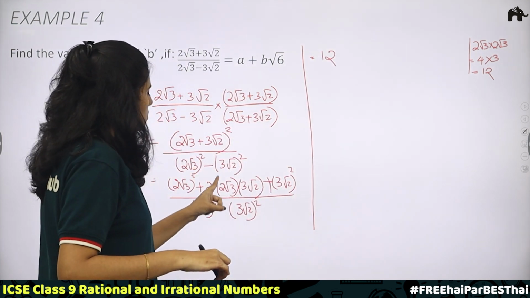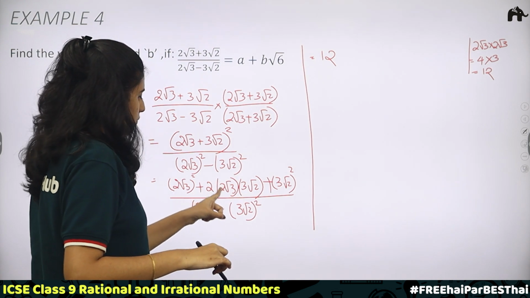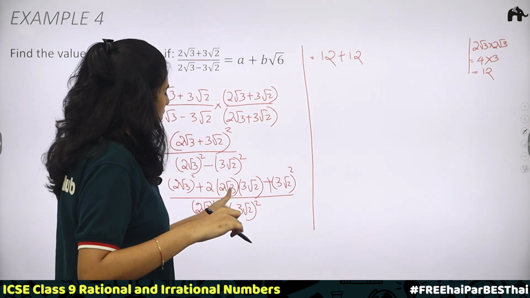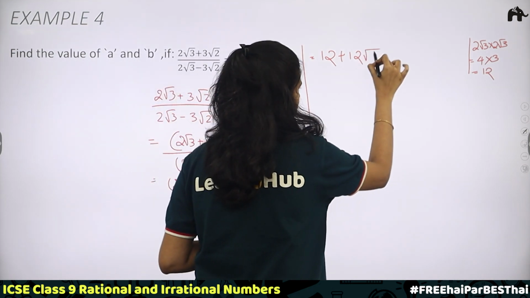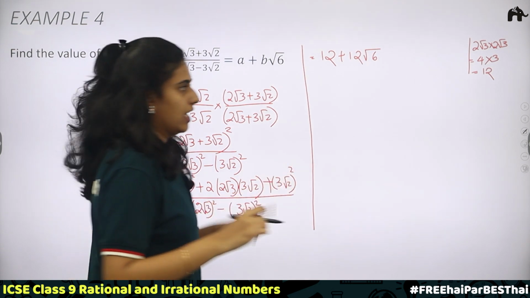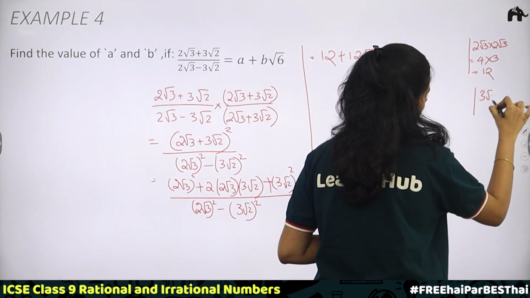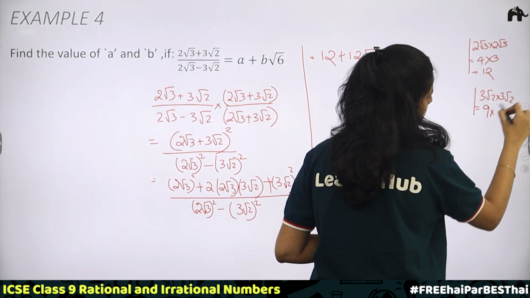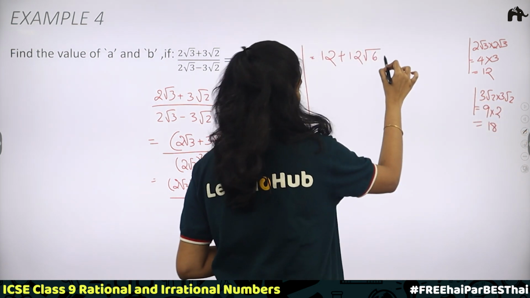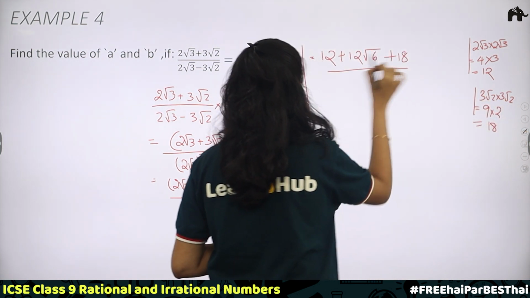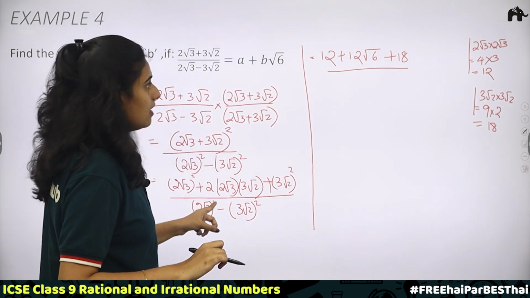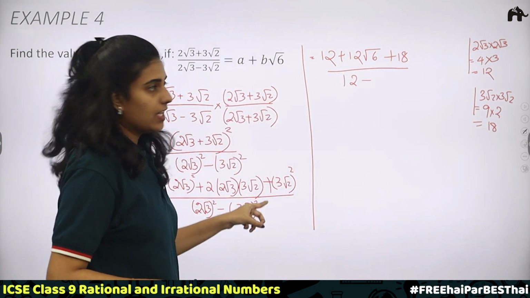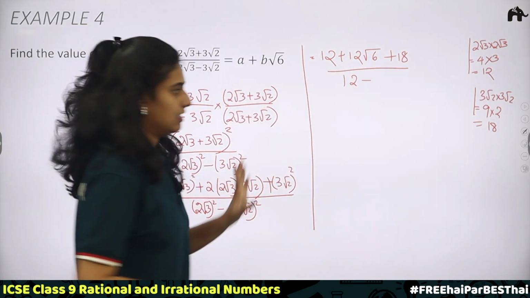Next, 2 into 2 into 3. 2 2s are 4, 4 3s are 12. Plus 12 root 3 into root 2, which is root 6. Next, 3 root 2 square. 3 root 2 into 3 root 2, which is equal to 3 3s are 9, into root 2 into root 2, which is 2, we get 18. So plus 18, divided by 2 root 3 square, which is 12, minus 3 root 2 square, which is equal to 18.